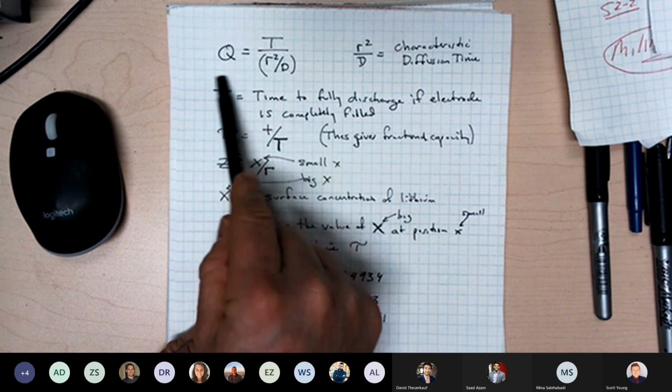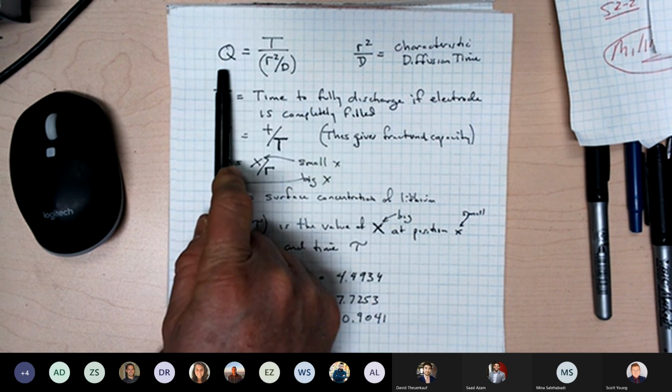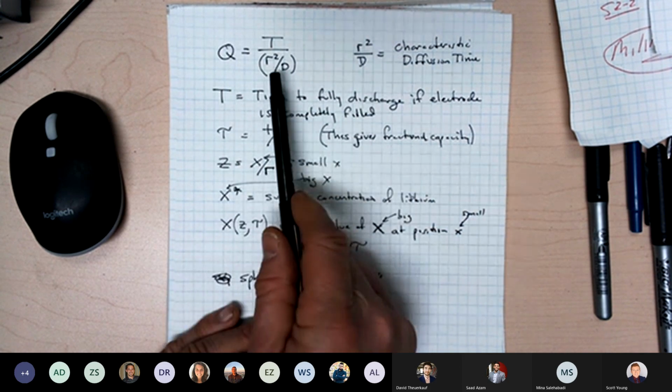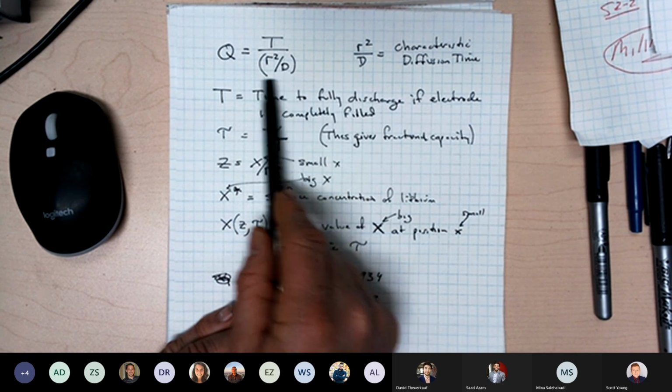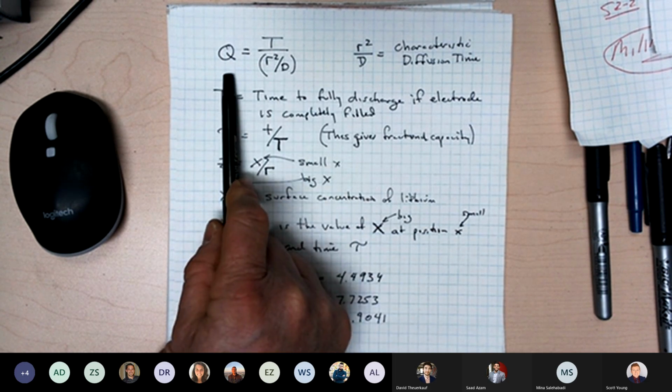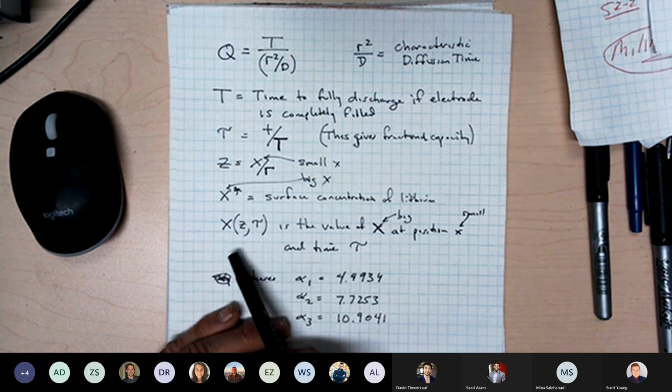So Q equals 1 is the crossover point, where if you have Q greater than 1, everything's fine. You can pretty much get the capacity you expect. But if Q is much less than 1, you'll get reduced capacity.